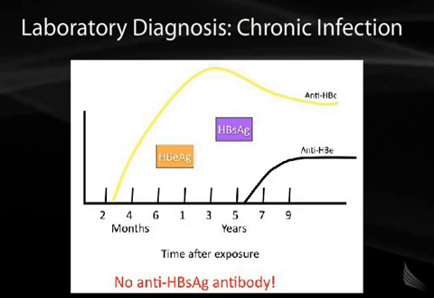Even though you have anti-core antibodies, the presence of these two antigens is bad news. Eventually, the E antigen gets replaced by the anti-E antibody, but you always have surface antigen, meaning you don't have any surface antibody, and that's a sign of chronic infection.